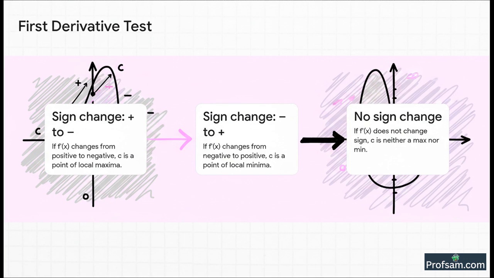If the sign changes from positive to negative, it means the views were going up. That's the positive slope. And then they started going down, the negative slope. What does that create? A peak. So that's a local maximum. And if the sign changes from negative to positive, it means the views were falling and then started rising again, creating a valley. That's a local minimum.